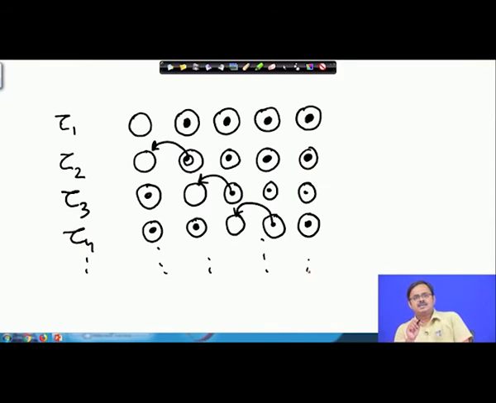So, this is the mechanism by which, what have we seen now? We have seen how the hole has propagated from the first atom to the fourth atom.